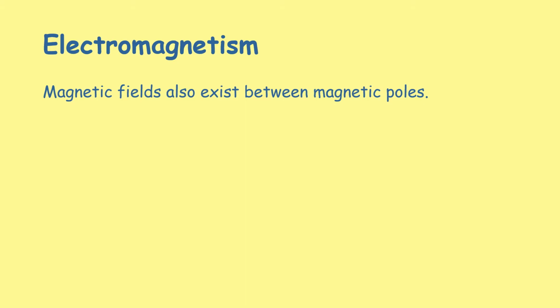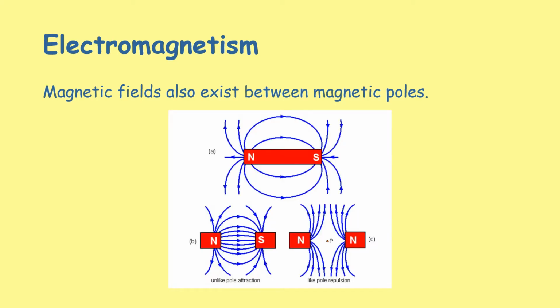Magnetic fields also exist between magnetic poles. You can see that in the top diagram we've got a north pole and a south pole, and the magnetic field lines are travelling from north to south. In B, you can see that there are unlike pole attractions, so between the two poles there is an attraction, again pointing from north to south, and then when we put the two same poles together, north and north, they do not attract, so there's a repulsion there.